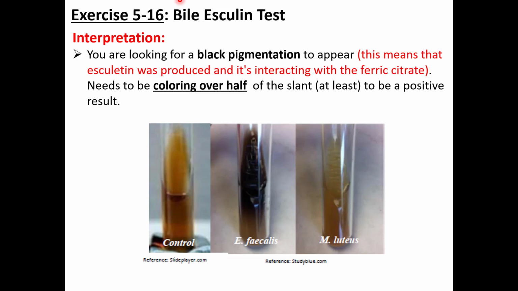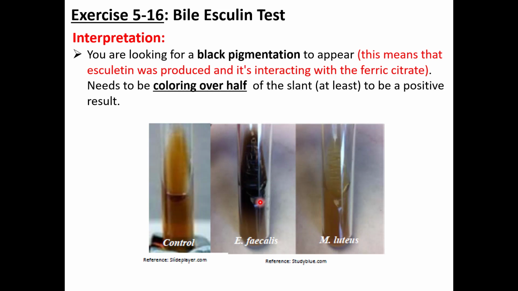Okay. So now let's look at the bile esculin test. This is what the control tubes look like. This medium is naturally a little bit brownish, okay? And then we would inoculate each tube, one with E. faecalis and the other one with M. luteus. And then if the bacteria grows in here and there was a color change, it means the bacteria was able to break down esculin into esculetin and glucose. And now esculetin is going to react with ferric citrate and turn it to this black color.